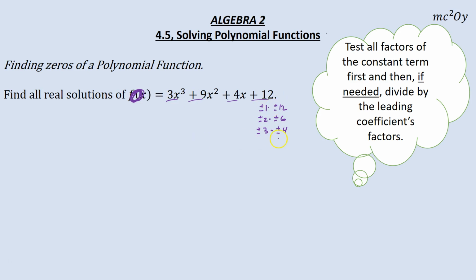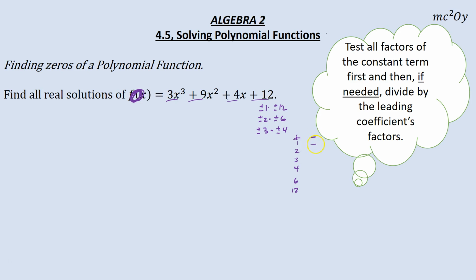So I know, if I'm making my list, I know 1 won't work, I know 2 won't work, I know 3 won't work, I know 4 won't work, I know 6 won't work, and I know 12 won't work. None of the positives will work because I can't plug in a positive and get a 0 if I'm adding up here. And there aren't any negatives. So let's try some negatives.